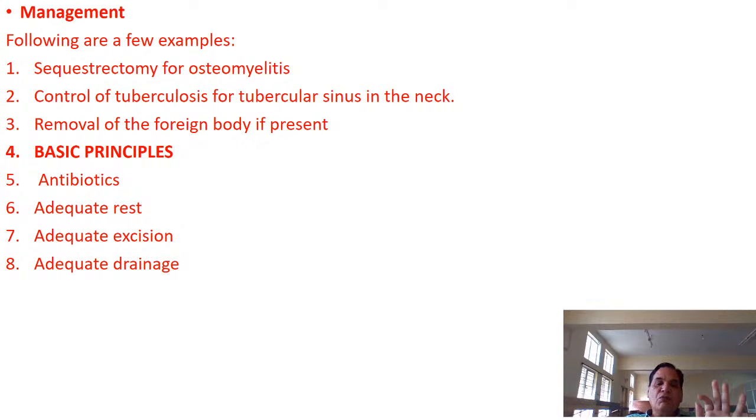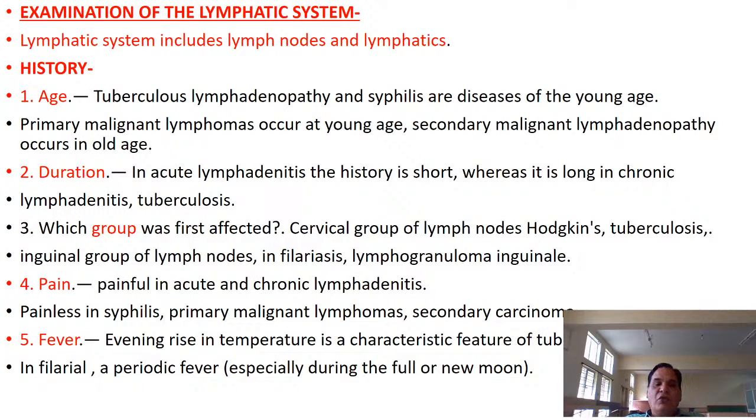Now comes the most common presentation for short cases in examination: the lymphatic system. Every time, one of you will always get a lymphatic system patient. A simple lymph node is also part of the lymphatic system. So what is it? The lymphatic system includes lymph nodes and lymphatics. Okay, so how do we proceed for examination?